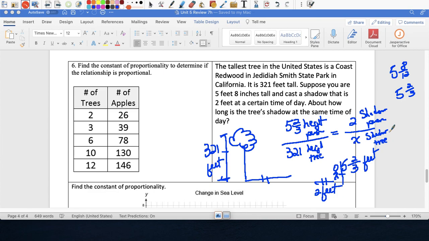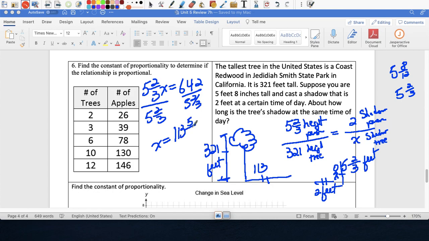So if I continue, I'm going to get 5 2/3 x equals 642, right? 2 times 321, 642. Divide both sides by 5 2/3, and x equals the shadow of the tree. So 642 divided by 5 2/3. Enter. So the shadow of the tree is 113 5/17. So that's going to be our fourth number.